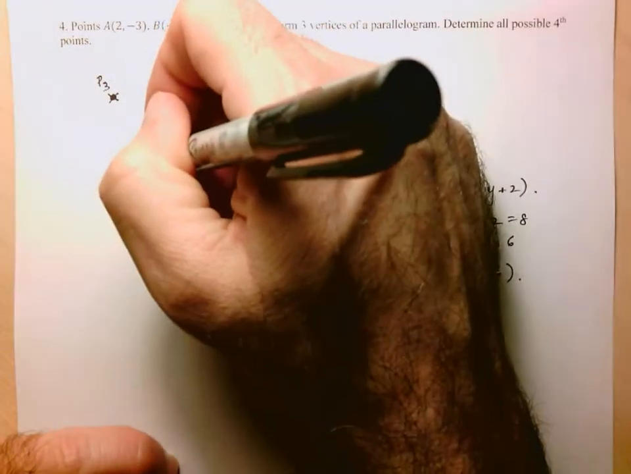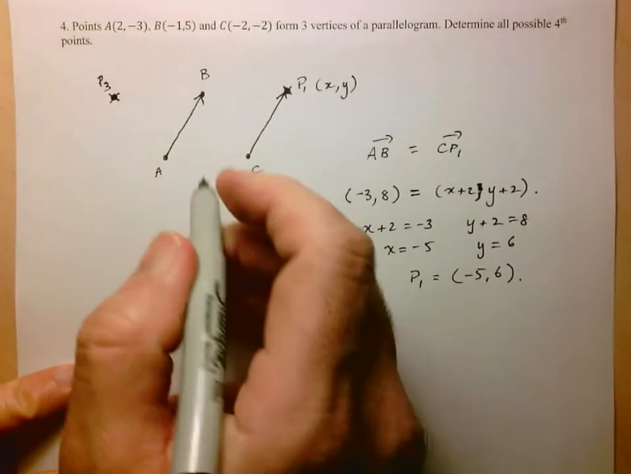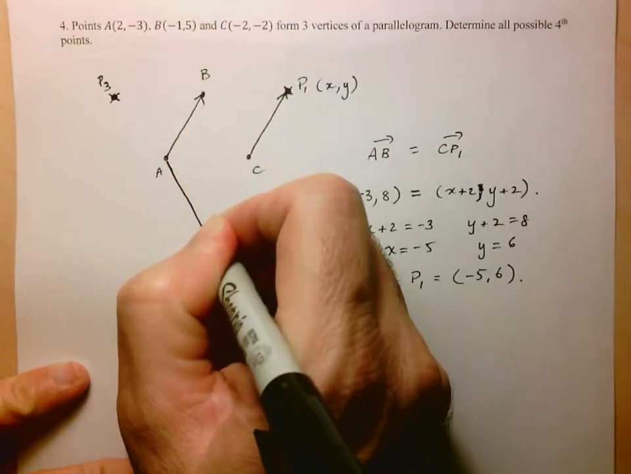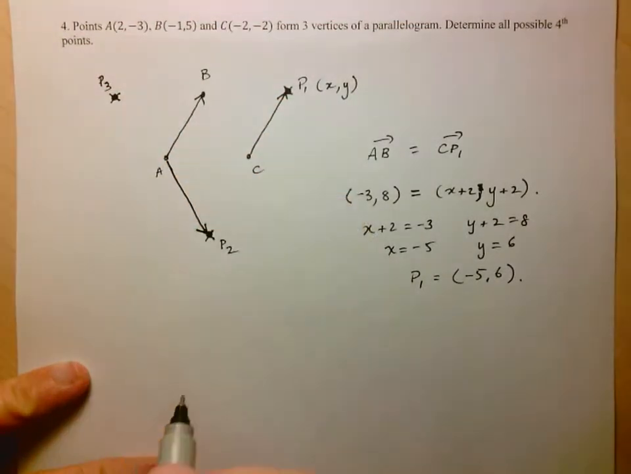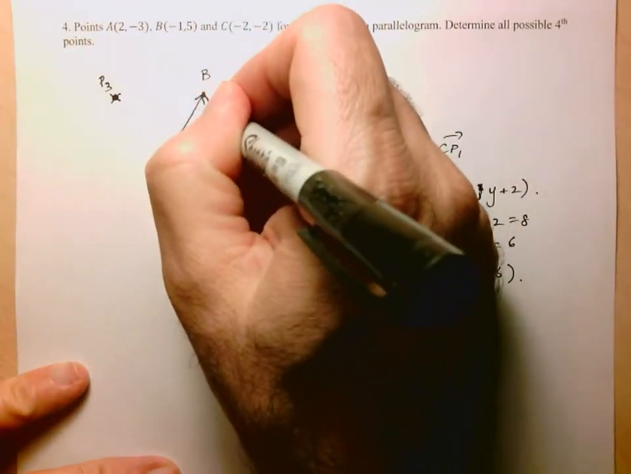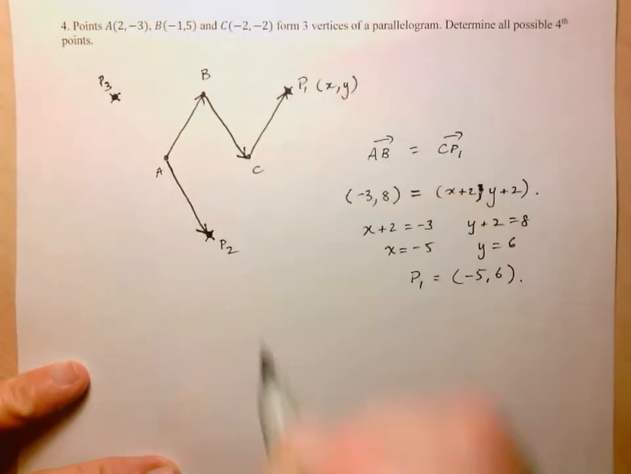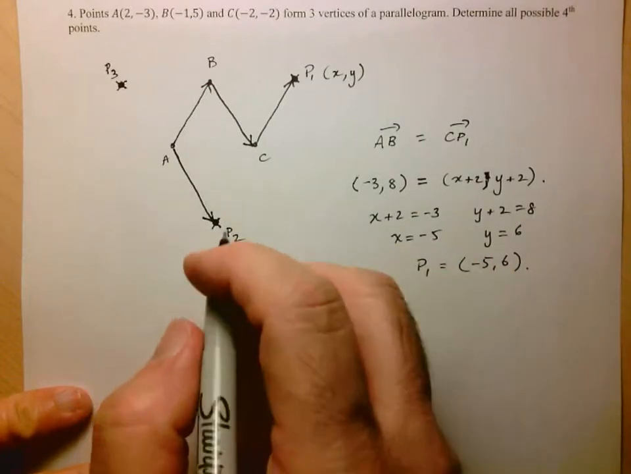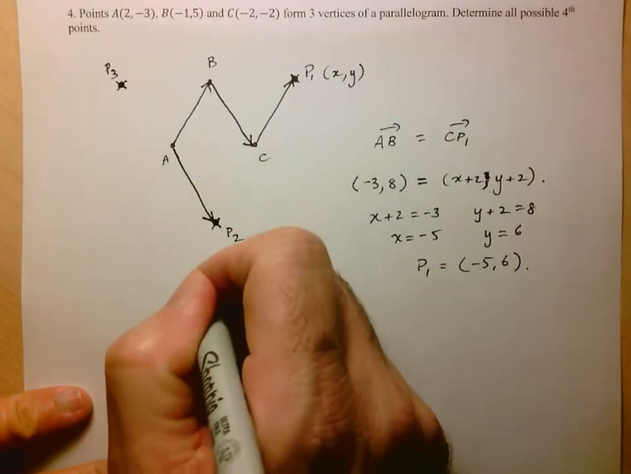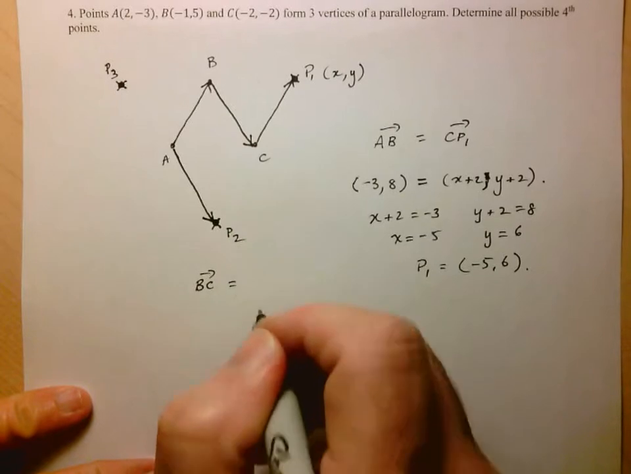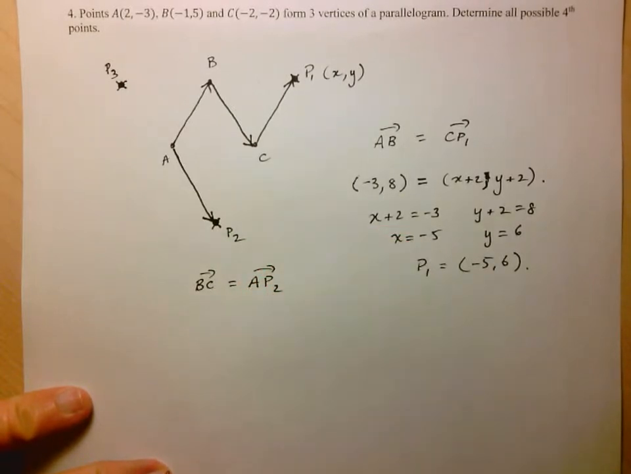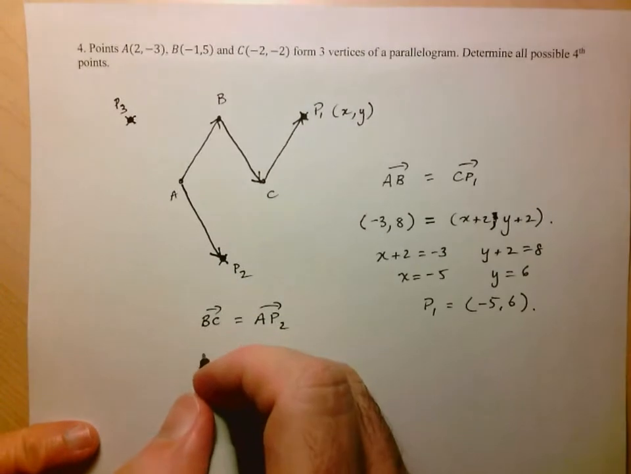So again, I want to have P2 being the second point here. Okay, so I want the vector to go in that direction. So that means I have to work with the vector BC. Okay, so similarly now I set up my equation, my equality of vectors. So I have that the vector BC has to be equal to the vector AP2. Okay, and so now let's start by calculating BC.